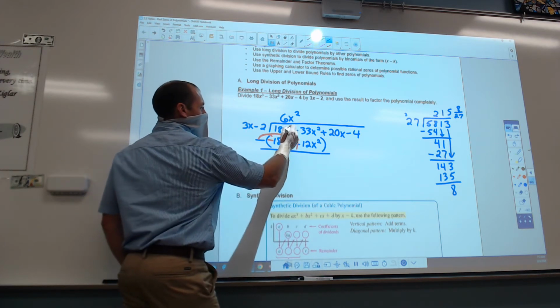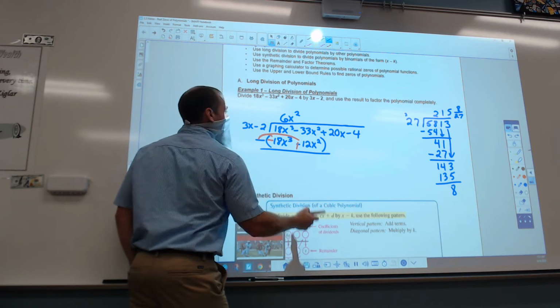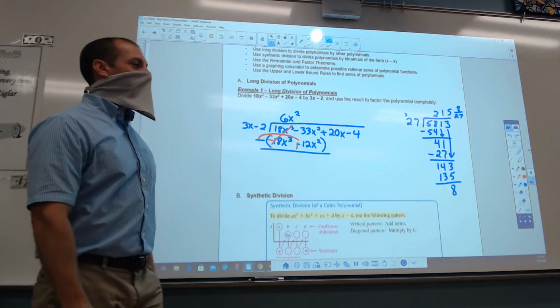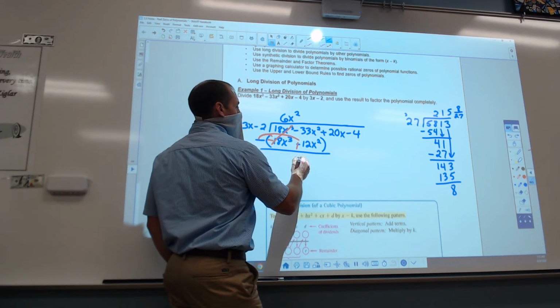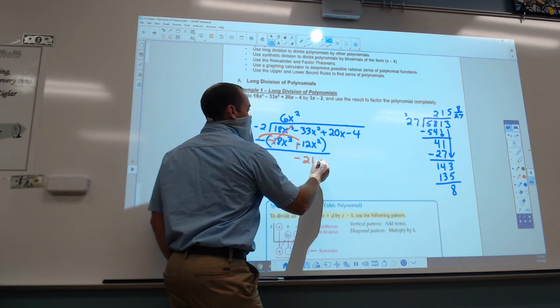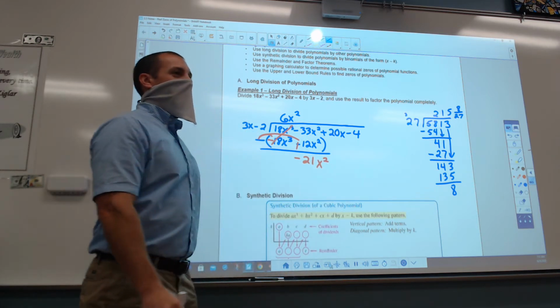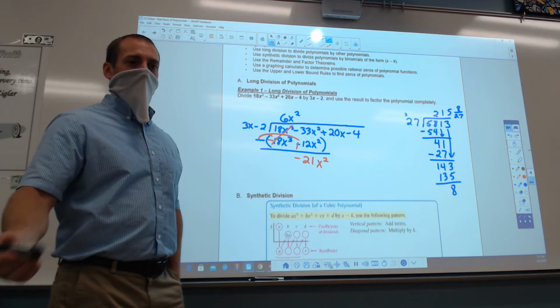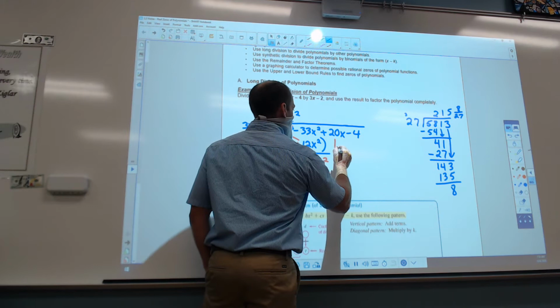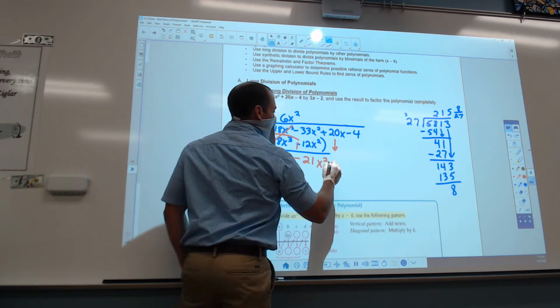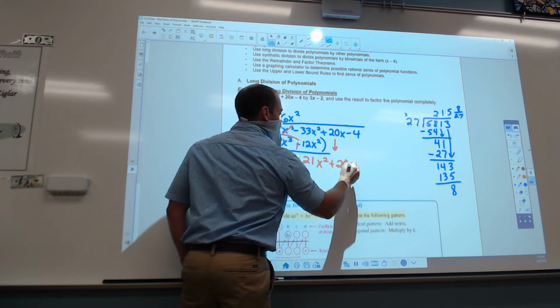All right, so the 18x to the thirds cancel. I guess I'll switch colors for you. Those cancel, and we have a negative 33x squared plus 12x squared. What's that give me? You can do this. Negative 21x squared. And then what do we do? Drop down the 20x. Let's go ahead and bring down that 20x. Just bring down the next term, just like we brought down the next place value. And then keep on going.